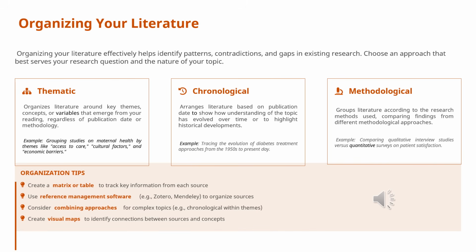Some of the simple tips to organize your literature is, one, you create a matrix or a table to track key information from each source. Then you could use reference management software like Zotero, Mendeley to organize your sources. Then you may also consider combining approaches for complex topics, e.g., chronological within themes. And finally, you can create visual maps to identify connections between sources and concepts.